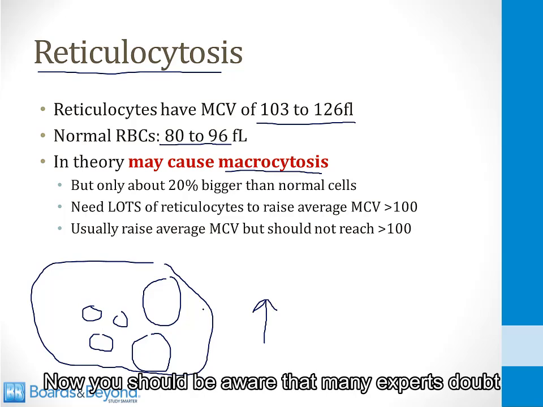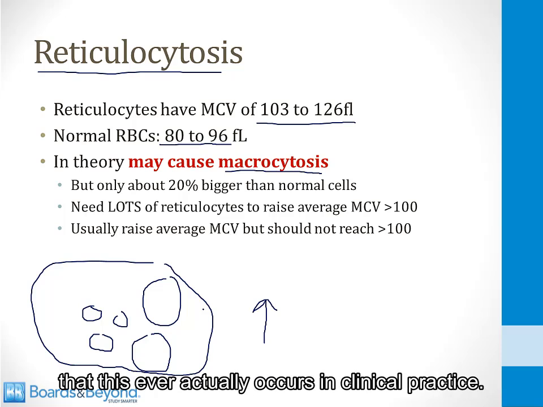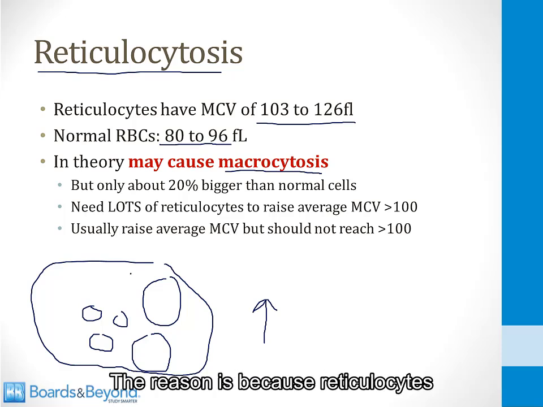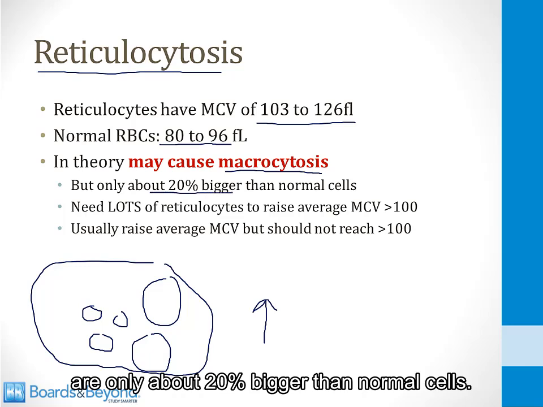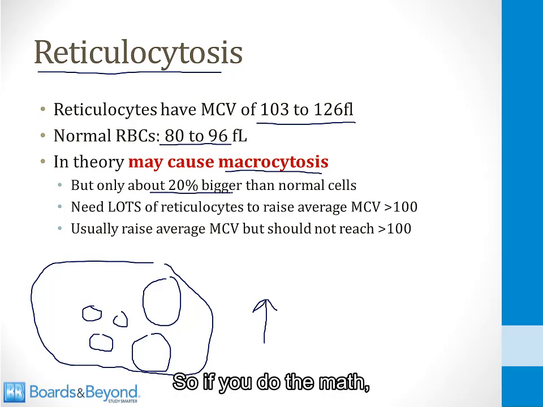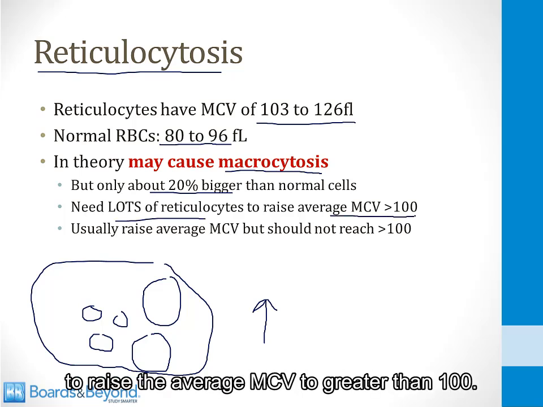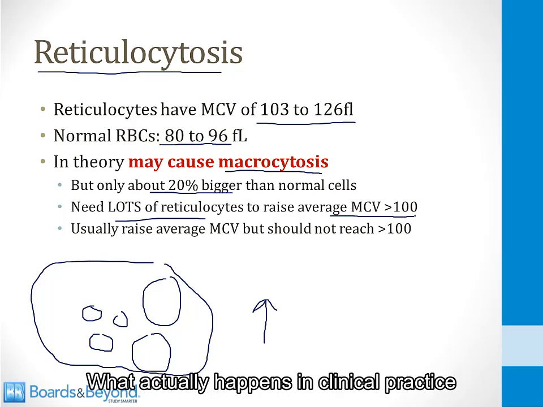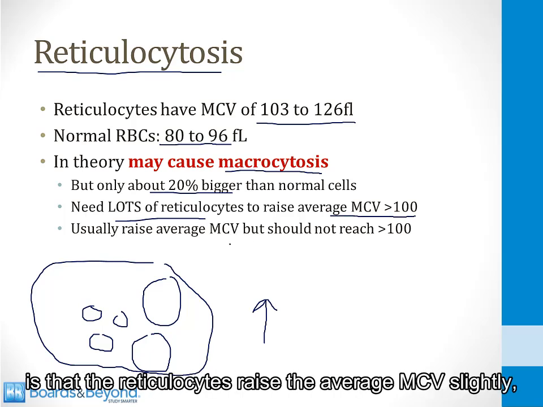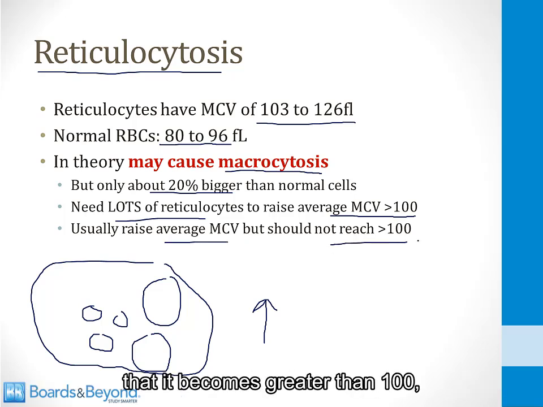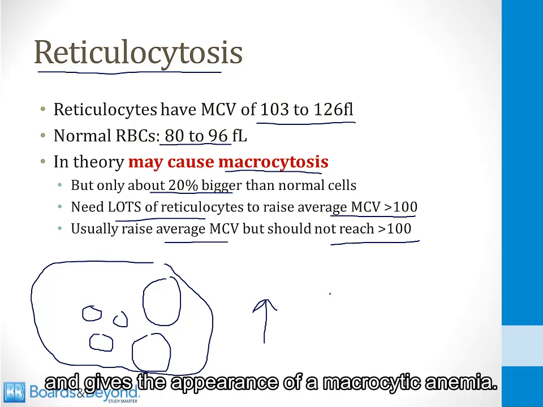Now, you should be aware that many experts doubt that this ever actually occurs in clinical practice. The reason is because reticulocytes are only about 20% bigger than normal cells. So if you do the math, you would need lots of reticulocytes to raise the average MCV to greater than 100. What actually happens in clinical practice is that the reticulocytes raise the average MCV slightly, but they don't raise it so much that it becomes greater than 100 and gives the appearance of a macrocytic anemia.